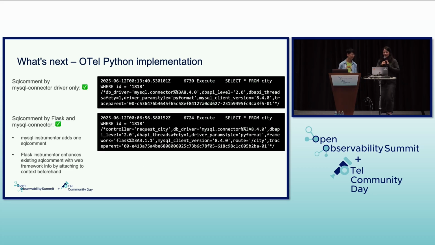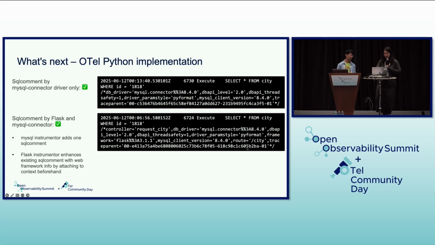Two black boxes again. This time, these are just both two MySQL log entries we're looking at with SQL comments. The first one should look familiar. It's a SQL comment with a trace parent and some database driver metadata, and that's what happens when you enable SQL commenting for Python's MySQL connector driver instrumenter.